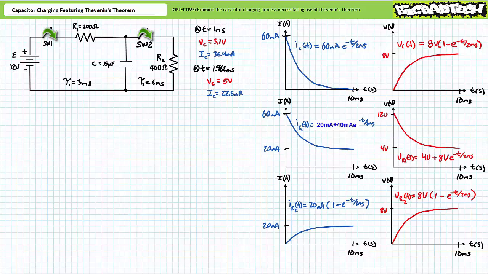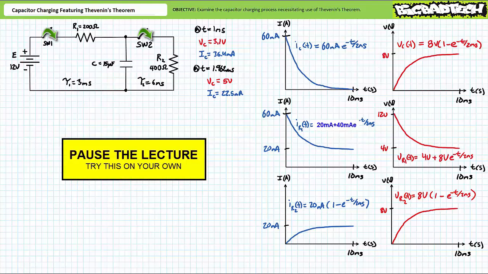1 millisecond. If you are up to the challenge, which you should be, by all means, pause the lecture and try this on your own using only series parallel circuit analysis skills, and resist the temptation of substituting 1 millisecond into the time-variant expressions. If you're struggling, here's a hint. Use Kirchhoff's current law and Kirchhoff's voltage law to determine how current flows through the system and how voltage is distributed at this point in time.